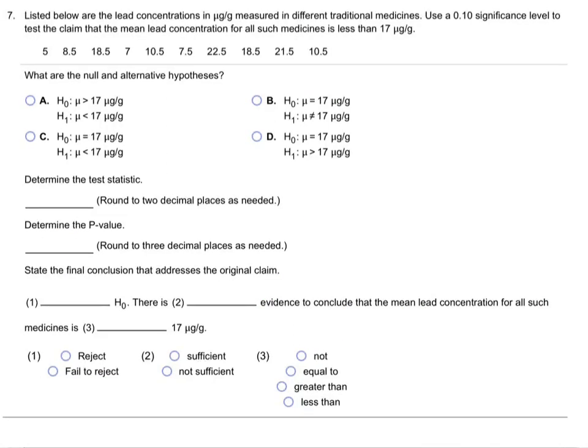Listed below are the lead concentrations measured in different traditional medicines. Use only lead. Sorry, I'm reading badly. I am a math teacher, not an English teacher, and I'm showing that tonight. I wrote it's lead, I read lead. No wonder that sentence wasn't making any sense. The lead concentrations. Use a 0.10 significance level to test the claim that the mean lead concentration is less than 17.